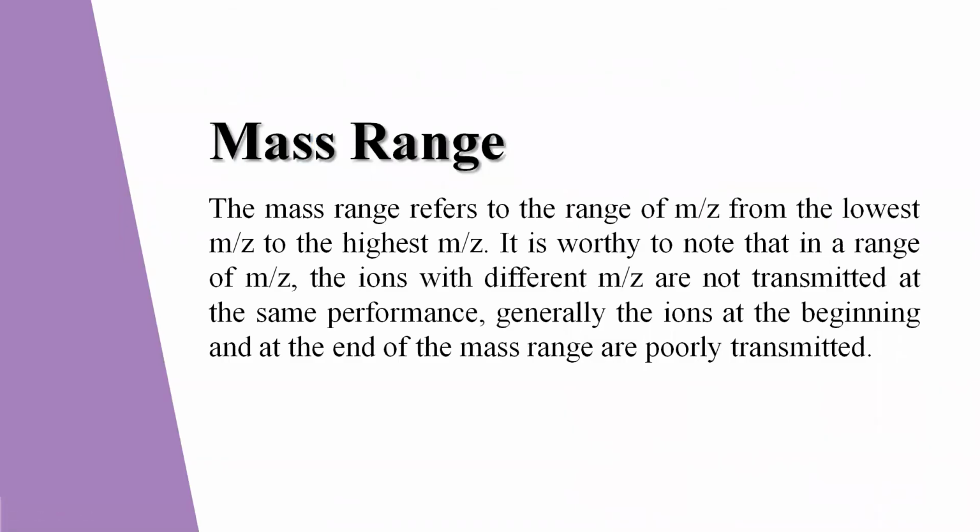Next is mass range. The mass range refers to the range of m/z from the lowest m/z to the highest m/z. It is worth knowing that in a range of mass to charge, the ions with different m/z are not transmitted at the same performance. Generally, the ions at the beginning and at the end of the mass range are poorly transmitted.